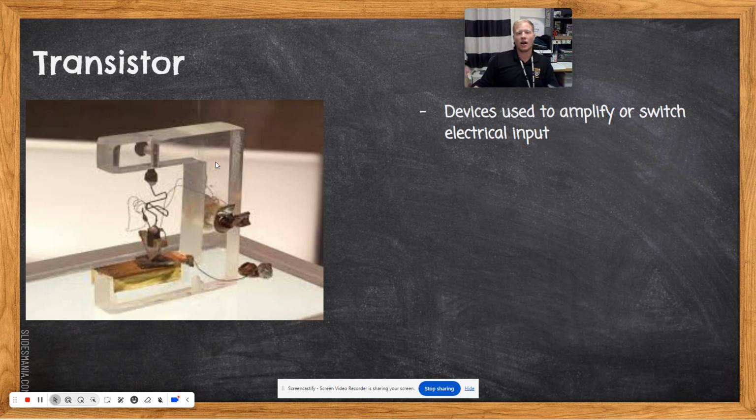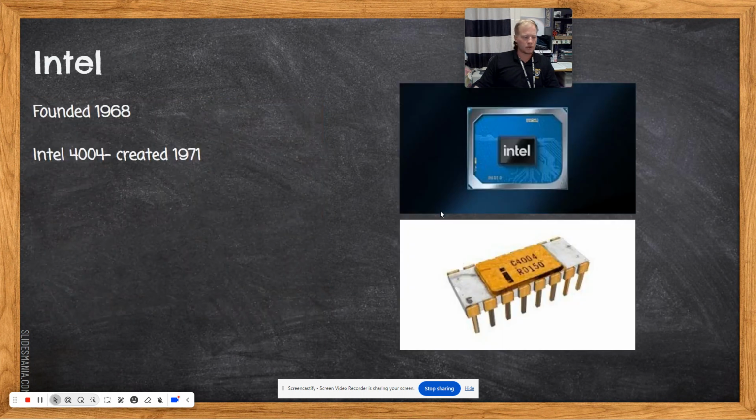All right, and that's kind of how a computer operates. It's either open or closed, and based off what gates are open and which gates are closed, you get different outcomes, different outputs. Okay, so that's how I would do it. So who founded Intel? Intel was founded by Robert Noyce and Gordon Moore in 1968.